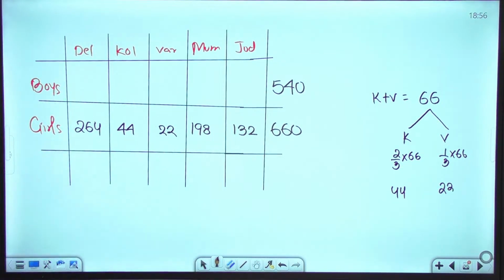Is it clear, everyone? We have done. Shambhu, are you done with your diagram?